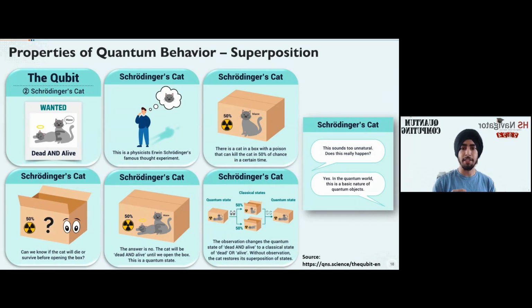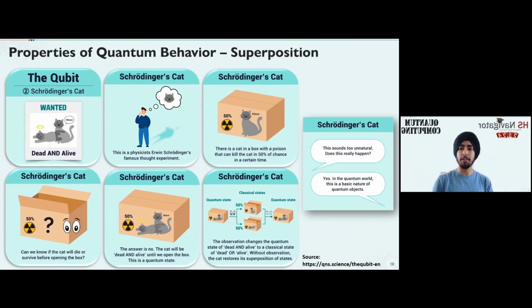So just the act of opening up the box and seeing the cat changes the state of the cat from being both dead and alive to either or. It either is dead or it is alive. Without observation, the cat's in both states. But as soon as you observe it, it's no longer in both states.